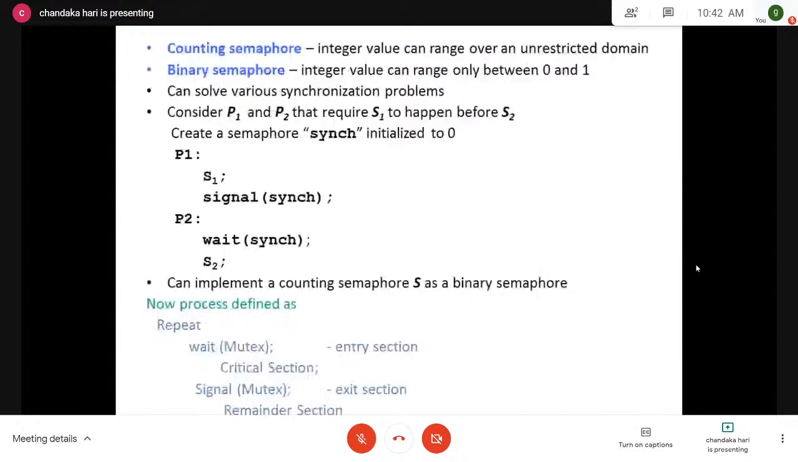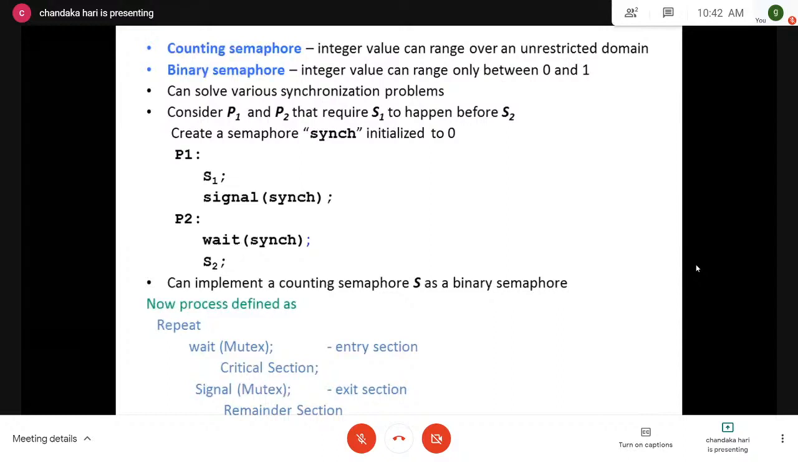Now, we also have another kind of semaphore. This semaphore has only two values, 1 or 0. That is, 1 means it is free, and 0 means it is already locked. Where the semaphore value lies between 0 and 1, such a semaphore is called a binary semaphore.